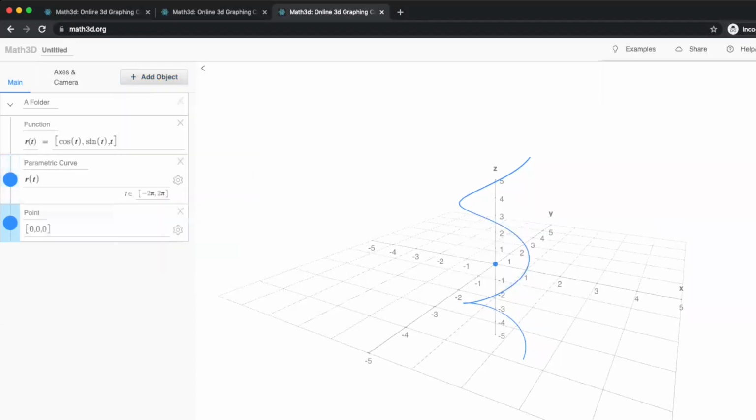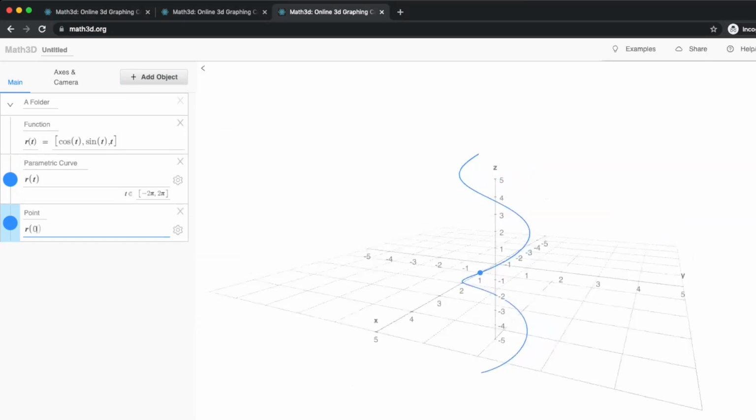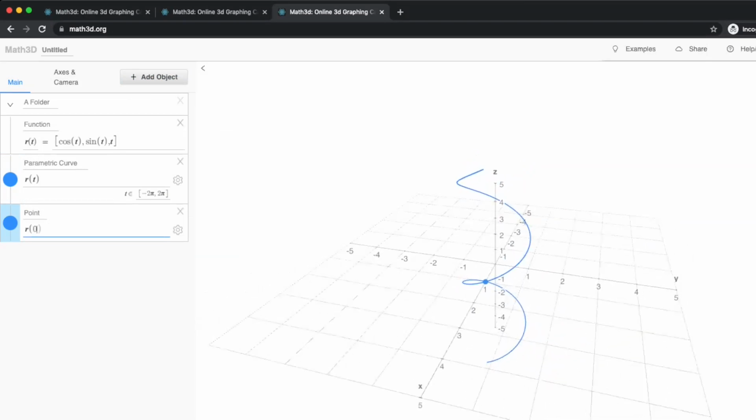So there's a point. Instead of declaring the point explicitly by 3 components, I can say it is r of, and then I just need to specify a value of the variable t. So r of 0. So there we go. There's a point corresponding to t equals 0. Or I could do r of 1, or r of 2, or r of 3. These are all points that I get on the helix.